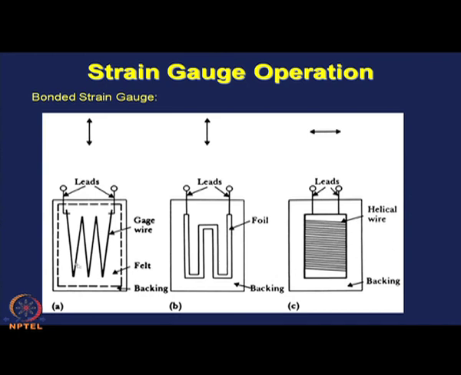This figure again schematically represents various bonded strain gauges. So, these are the gauge wires, this is backing and this is cemented with this, and these leads are connected to the one arm of the Wheatstone bridge.